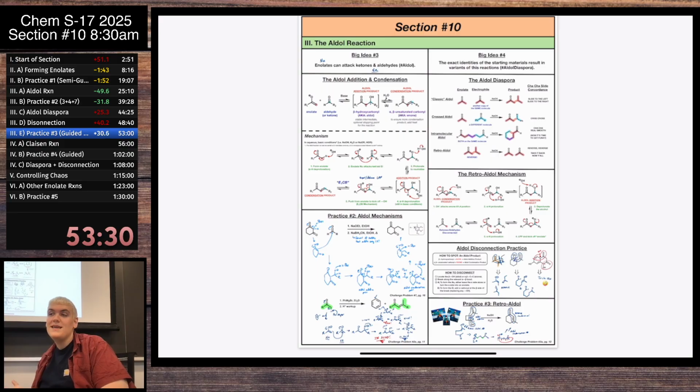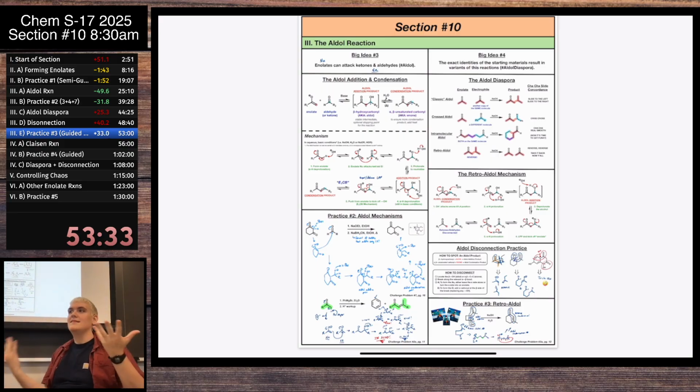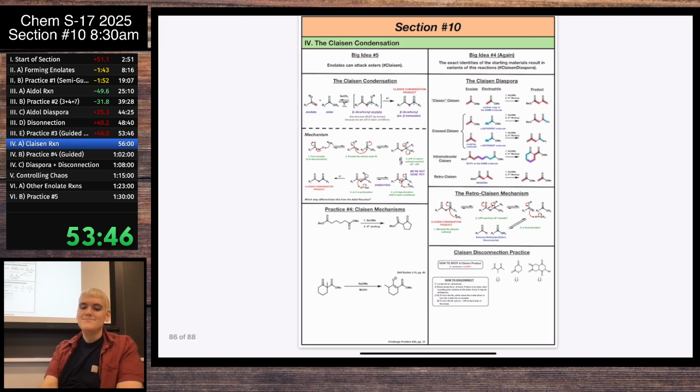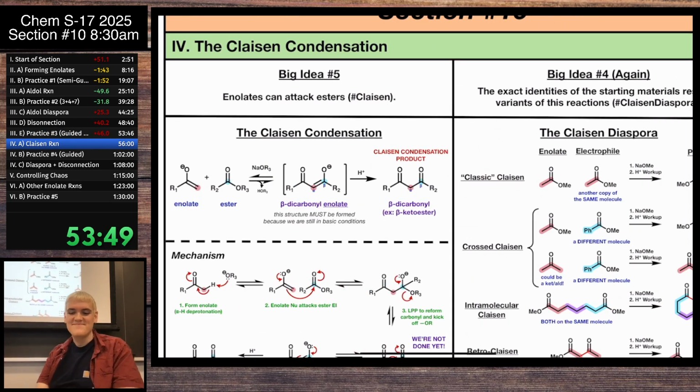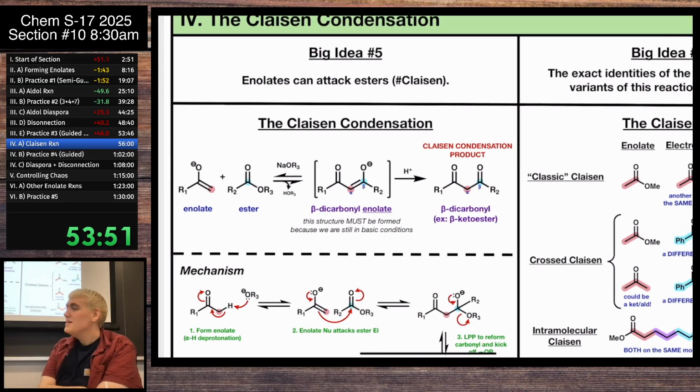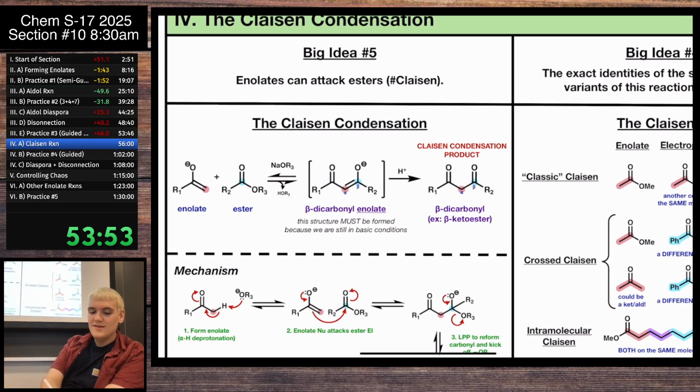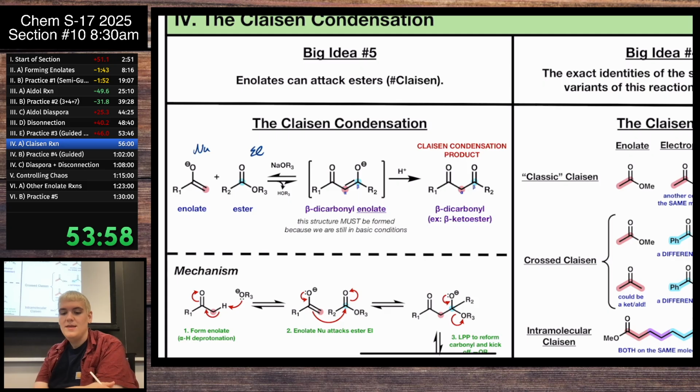So just as a recap, the aldol reaction is characterized by what as the electrophile? What are we attacking? Functional group wise. Ketone or aldehyde. Great. So the Claisen reaction said that's fine and good. What if we attack an ester? So in our Claisen reaction, we have an enolate as our nucleophile. We have an ester as our electrophile now. And what we get as our product is a beta dicarbonyl.